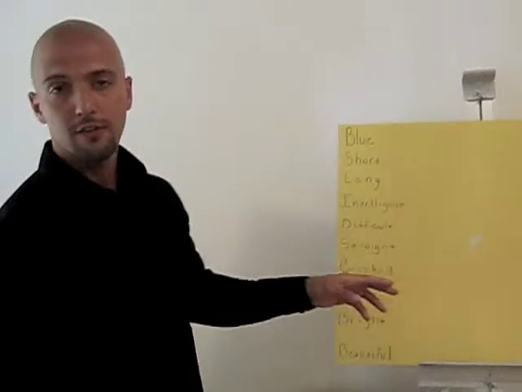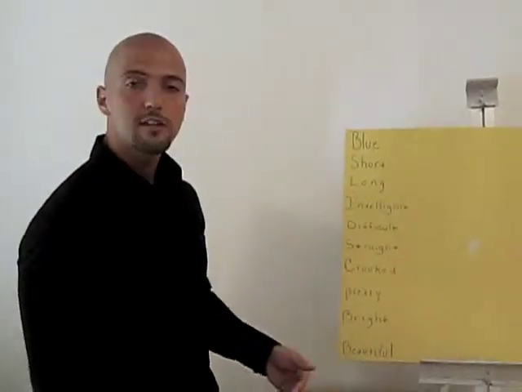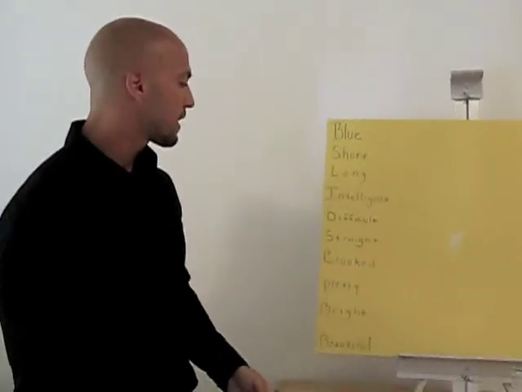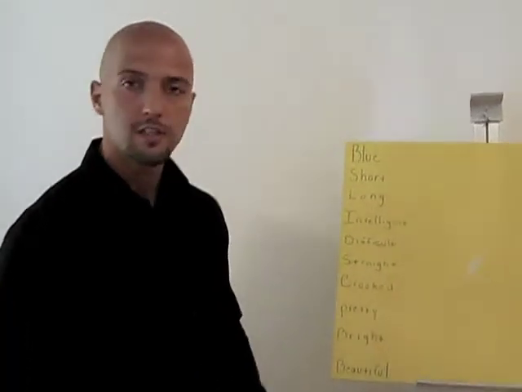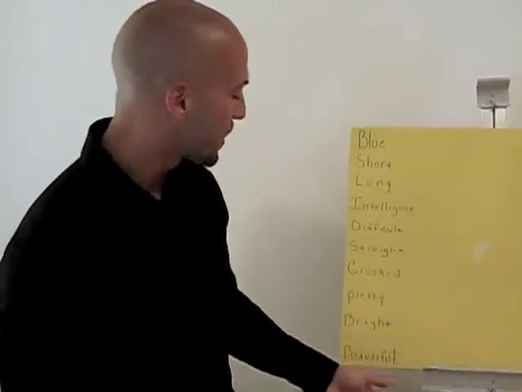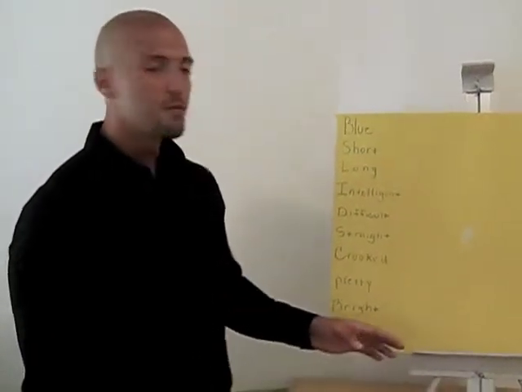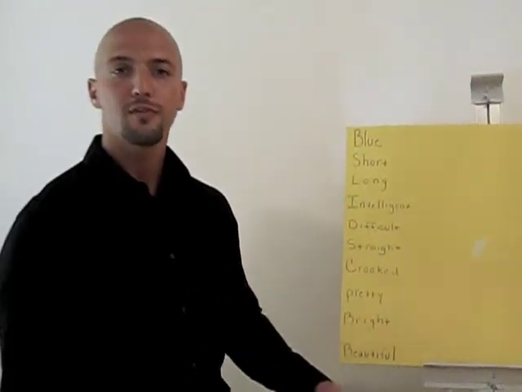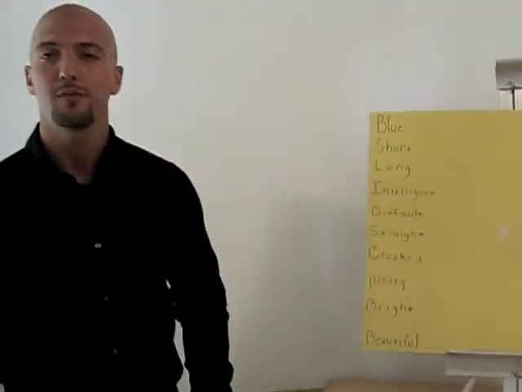Difficult, more difficult, most difficult. Straight, straighter, straightest. Crooked, more crooked, most crooked. Pretty, prettier, prettiest. Bright, brighter, brightest. Beautiful, more beautiful, most beautiful. Alright, so let's go around the room. Play.